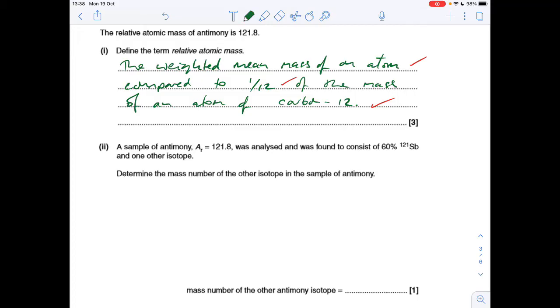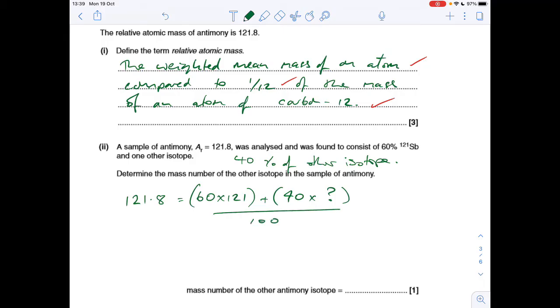And the final part of this question, a sample of antimony, reminder that the relative atomic mass is 121.8, analyzed, found to consist of 2 isotopes, 60% 121 and one other. Determine the mass number of the other isotope in the sample. So the first thing we'll do is establish that the other isotope is 40%. And if you remember what we did before, when we had to calculate the relative atomic mass, this time we've got it. So 121.8 equals the percentage abundance, so 60% times 121, plus 40% of this unknown.